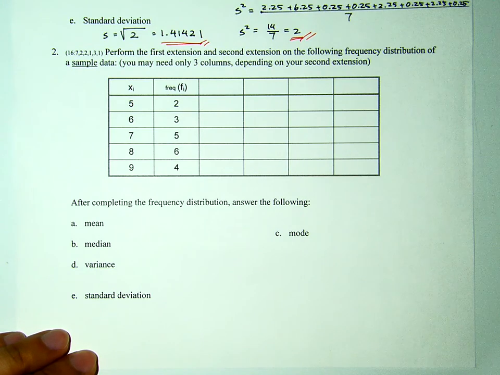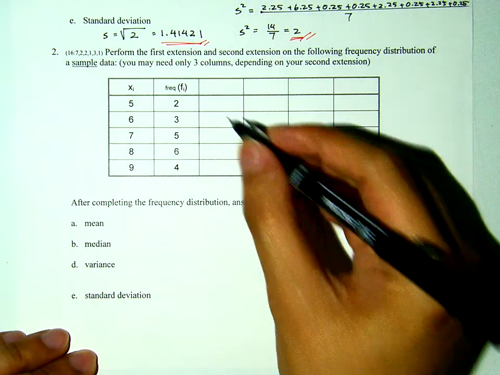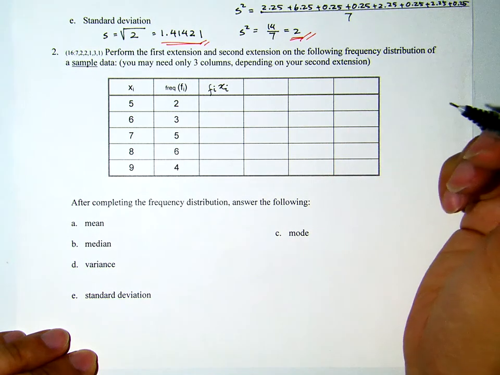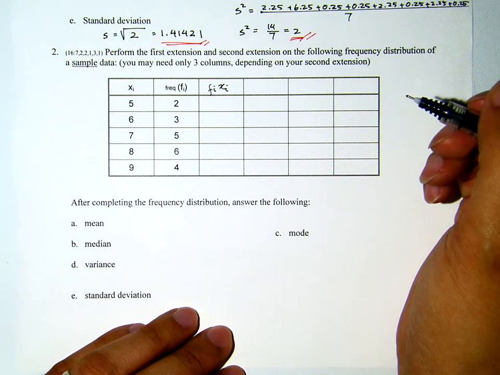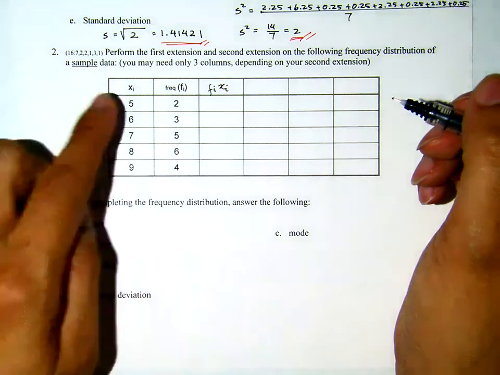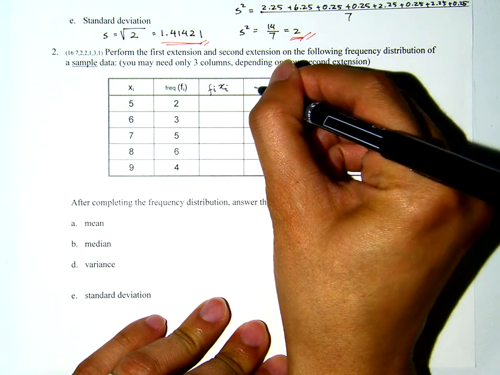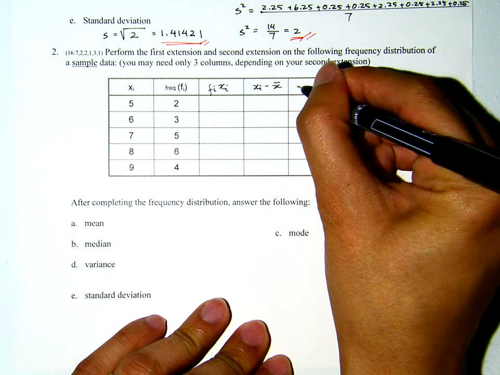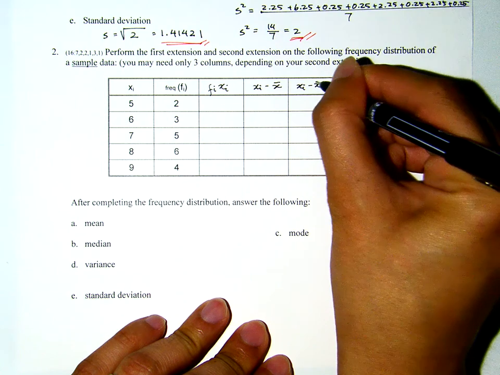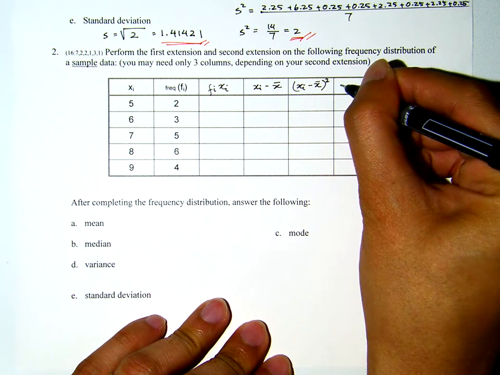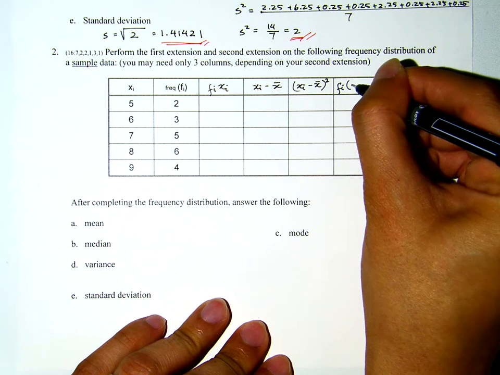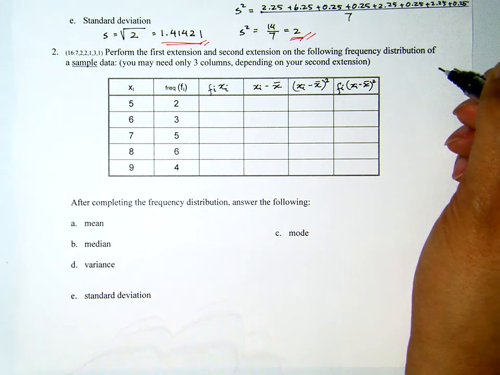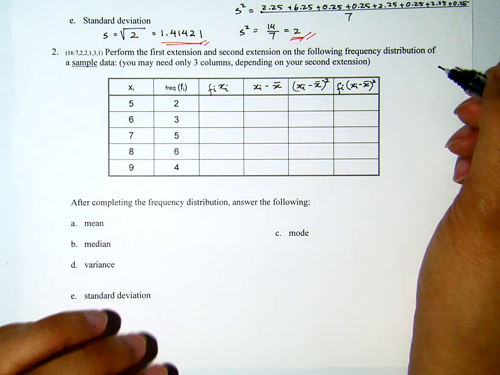Now, we need the first extension, which means that's the fi xi, and then the second extension, we will subtract the xi by the mean, but because this is a sample, it will be xi minus x bar, not mu. And after that, xi minus x bar squared, and then the frequency times that square of the standard error. Okay, that's the plan. Now let's start.